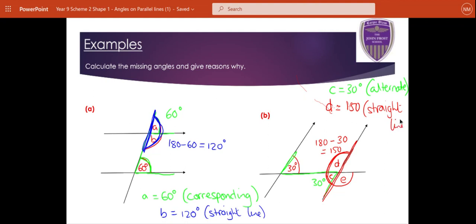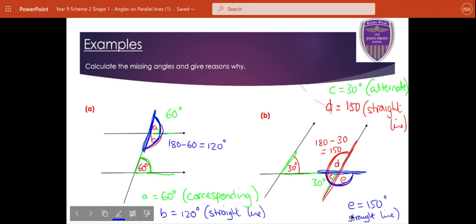as your reason why. Then I'll just do the last one now in a slightly different color so it's a bit easier to follow. I'm going to draw this straight line going across now, this blue line. On that blue line, C and E are on a straight line next to each other. I'm not going to do the workings because it's going to be the same as D. If C and E add up to 180 and C is 30, then E must be 150 as well. And then your reason as to why would be straight line.